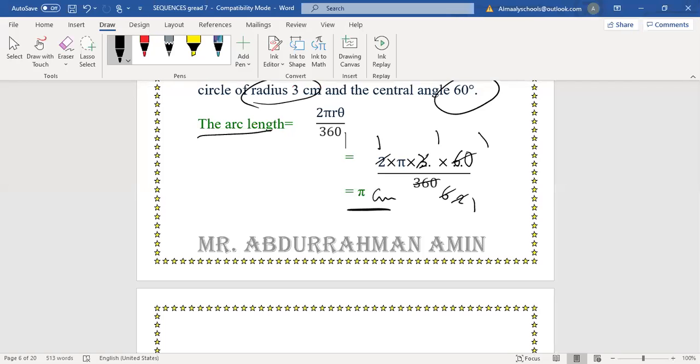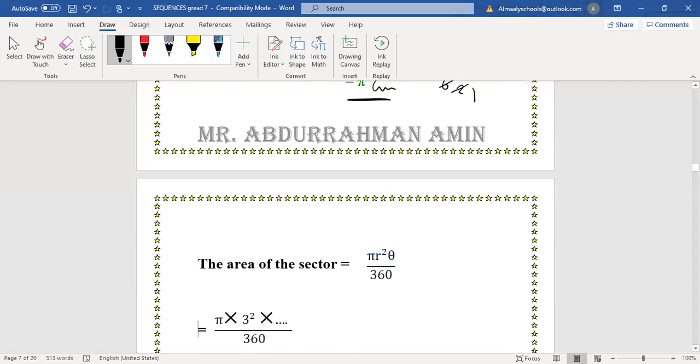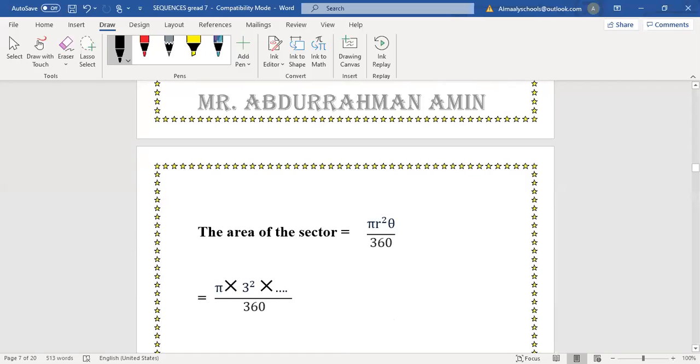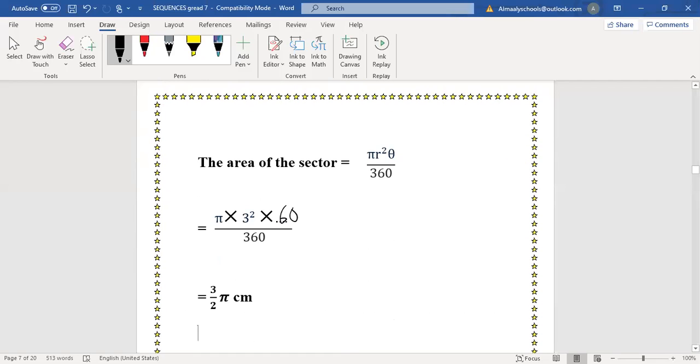But he asked me to find the area of the sector. The area of the sector equals πr squared theta over 360. So it will be π multiplied by 3 squared, the radius equals 3 centimeters, multiplied by 60 over 360. 60 divided by 60 equals 1, 360 divided by 60 equals 6. 3 power 2 means 9. So 9 divided by 3 equals 3, and 6 divided by 3 equals 2.